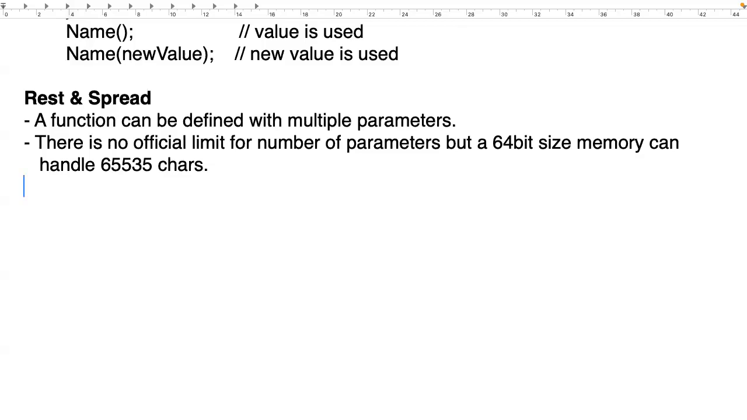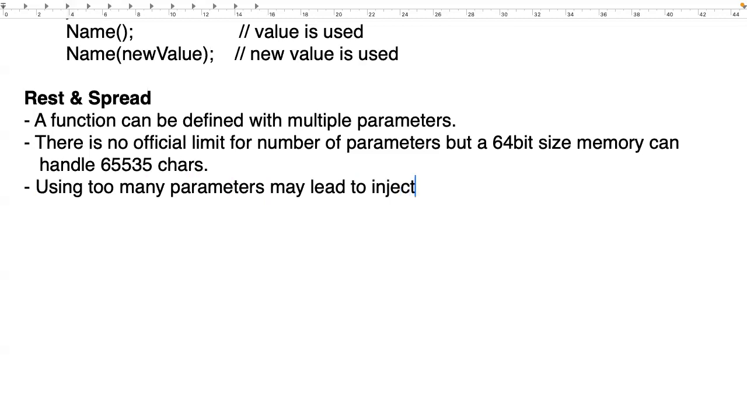There is no official limit, but 64-bit memory means it can handle 65,535 characters. Now, very important: using too many parameters may lead to injection attacks and memory leaks. So it is not safe. You know what is SQL injection, all this? Nah.